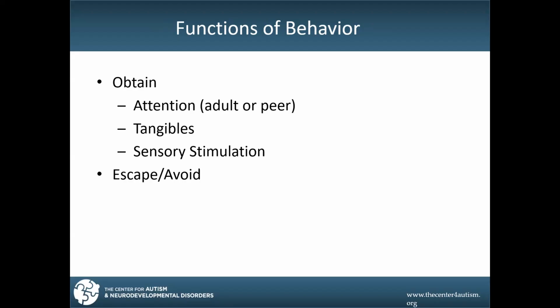The other category for potential functions is to escape or avoid something that is non-preferred. This can be a situation or task, such as doing homework, making the bed, or escape from sensory stimulation. So this is another automatically maintained behavior, and it means that the behavior is alleviating an aversive sensory experience. So for example, think about skin scratching to reduce itching.